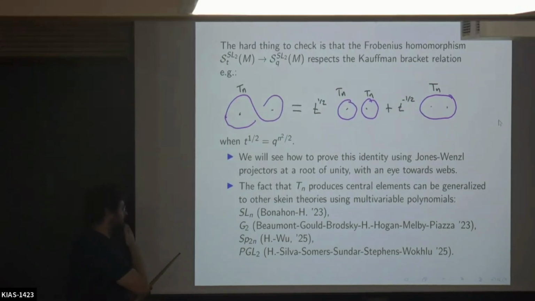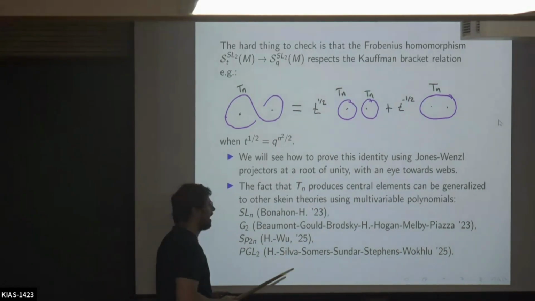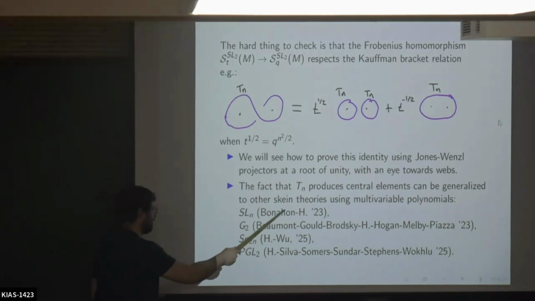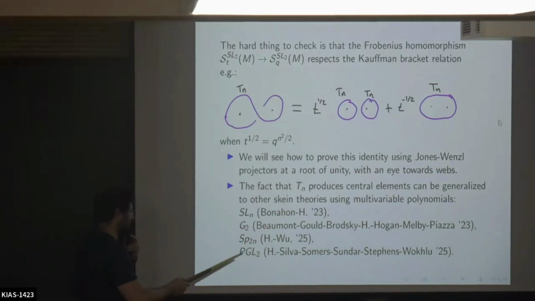Okay, so the goal of the talk will be a way to see that, and then the fact that you get central elements by using this homomorphism, that's somehow easier to generalize to higher rank. So I've done that with a few groups of collaborators: for SLN with Francis Bonahon, for G2 with an REU group a few years ago, and then SP2N with Hyun Woo, and then PGL2, which is closely related to SL2, with another REU group. So showing that you get central elements this way is easier than checking that the Skein relations are satisfied.